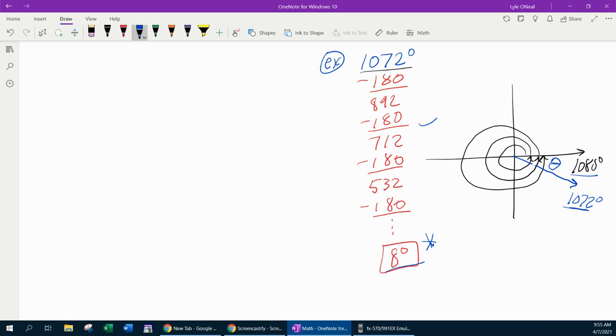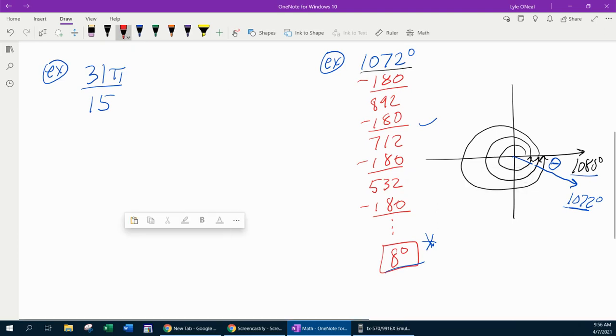that technique will always work for finding a reference angle if you're in degrees. Now, let's do another angle, but this time we're going to do a crazy radian angle. What if we had 31 pi over 15 and we want to find the reference angle? Well, the technique that I just demonstrated about subtracting 180 repeatedly is going to work here, but you have to understand that 180 is equivalent to pi radians. So this time I'm going to minus pi repeatedly until I get an angle that is less than pi over 2.